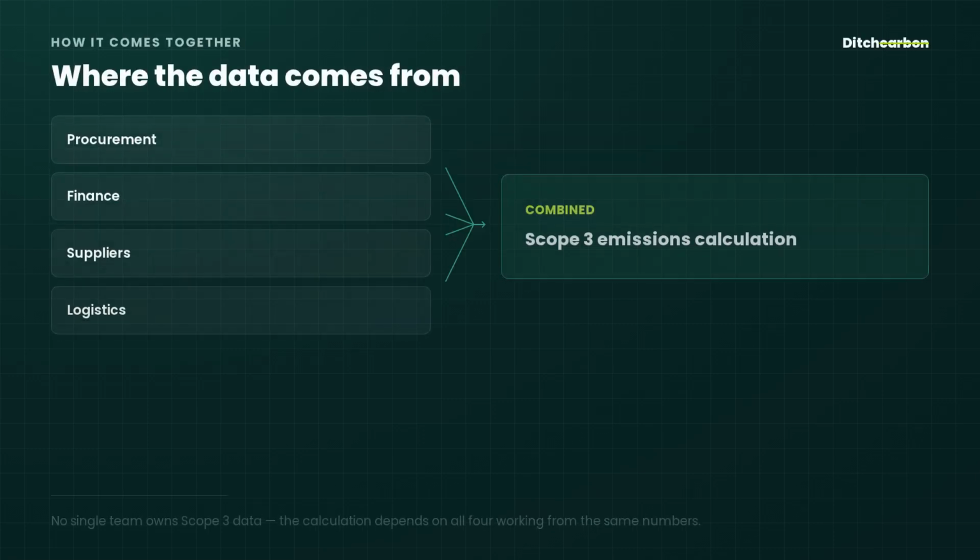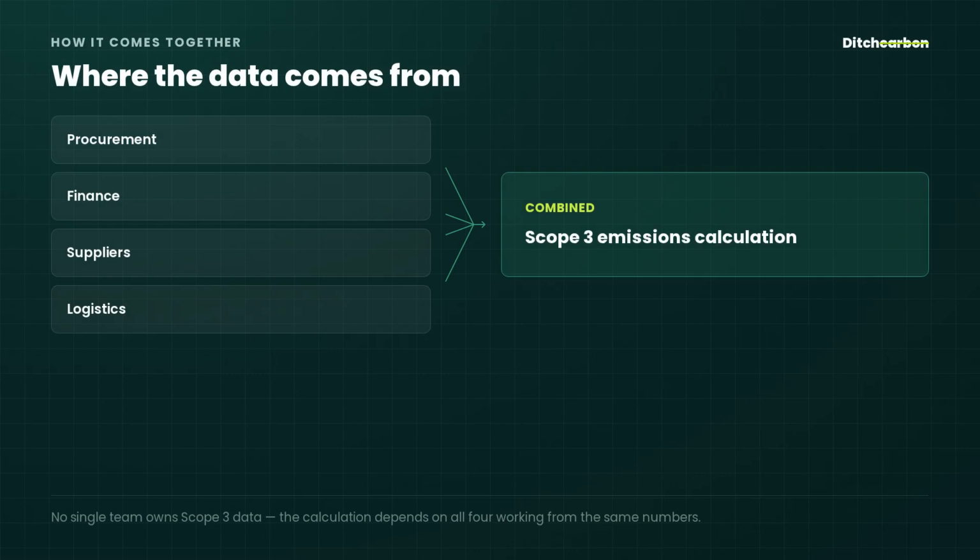So where does this information actually come from? Usually four places. Procurement knows who you bought from. Finance knows what you spent. Suppliers know what went into making the product. Logistics knows how it moved. Bring those four together and you get a Scope 3 emissions calculation. No single team owns this data. The whole exercise depends on all four working from the same numbers.